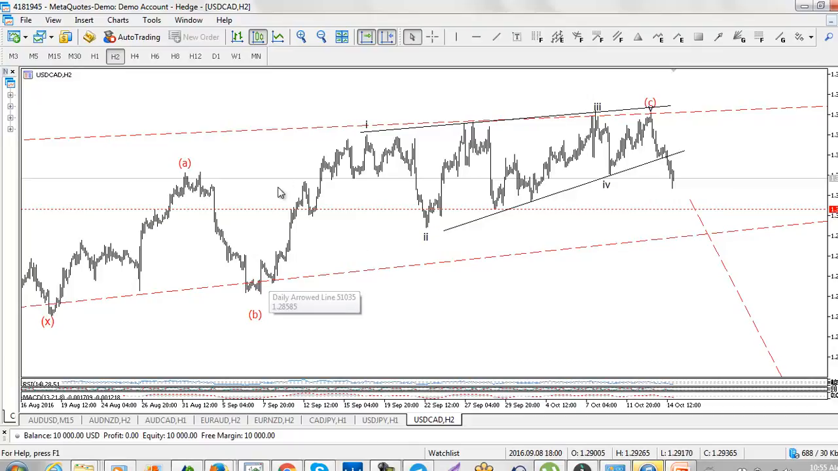Those ones are 3-3-3-3-3, just like a triangle. You can see this is 3, this is 3-3-3. All these moves are corrective in nature, and price has actually broken out of here. So this is a very good opportunity to sell US dollar Canadian dollar, because price may continue moving downside, break below here and start a fresh move.